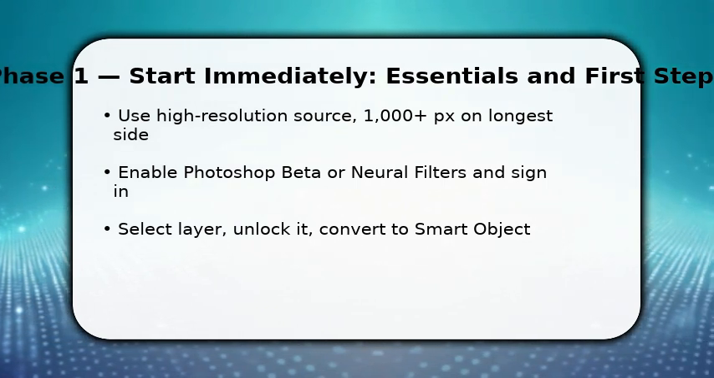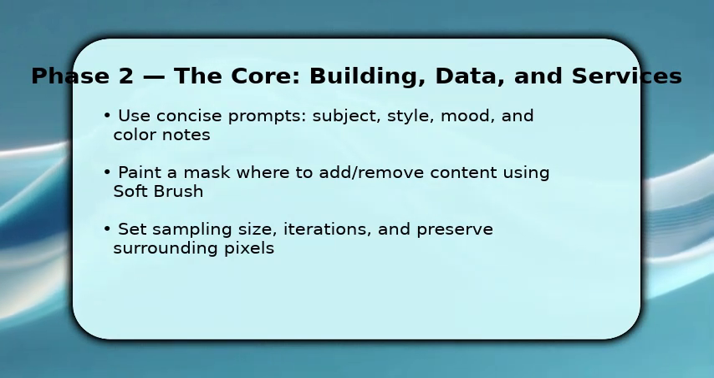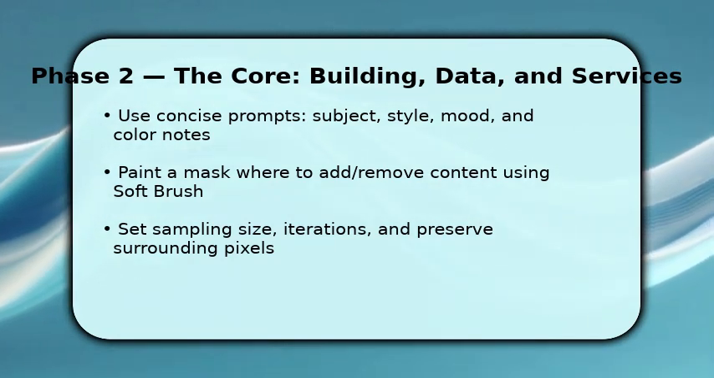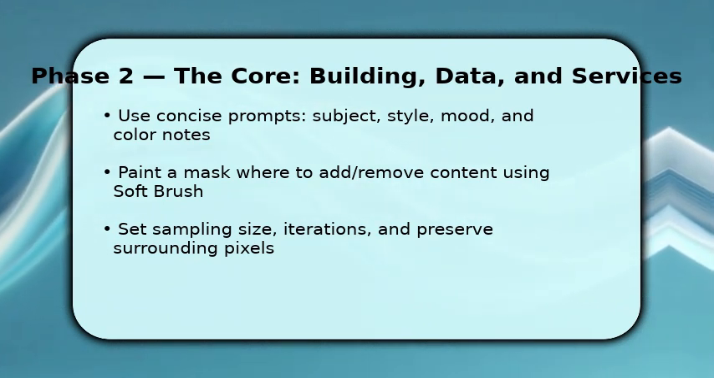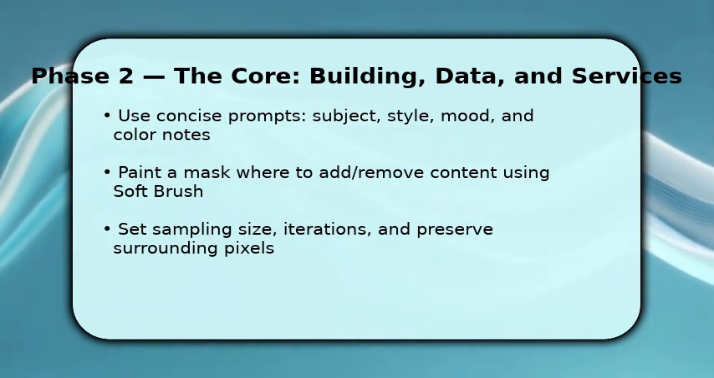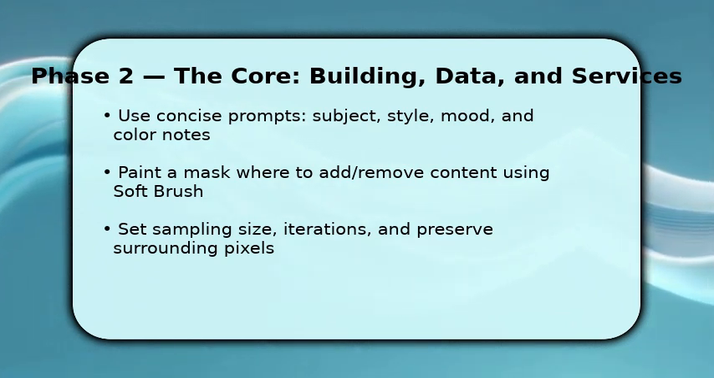Now you create a mask over the exact region where you want generative edits, using a soft brush for smooth transitions. You type a concise prompt that says what to create, the style, and any color or lighting constraints. Shorter prompts yield tighter control, while a second sentence refines mood.